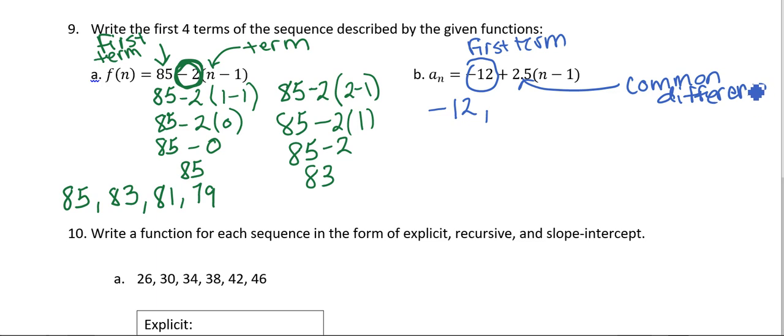So I'm going to have negative 12, and then I'm going to add 2.5. So that gives me negative 9.5. And then negative 7.5. And then negative 5.5. Again, we could plug in to our n every single time, we could plug in 1, 2, 3, 4 to be sure that we're correct, but it's not always necessary.